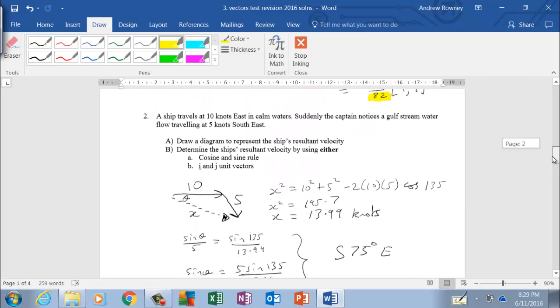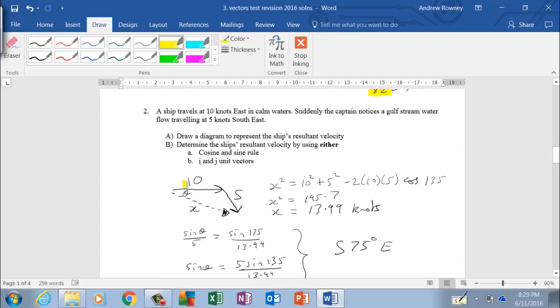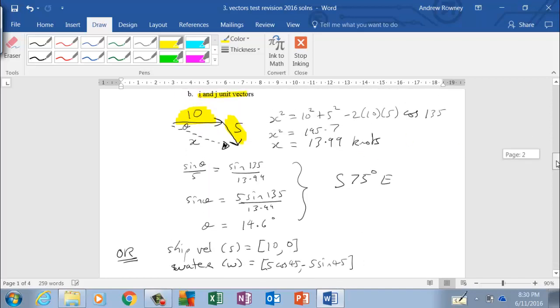Now we have an application: a ship travelling east at 10 knots, then there's a Gulf Stream going southeast at 5 knots, and we have to draw the vector diagram to represent the ship's velocity and determine the ship's velocity using either of these two methods here. So I've done both methods.